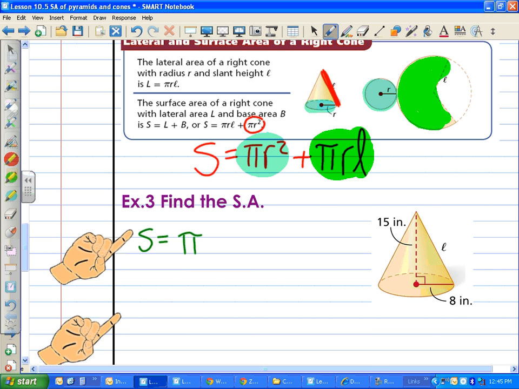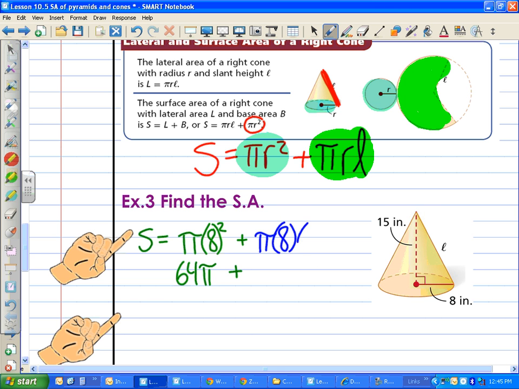Base. So we have pi r squared. R is 8 squared. I should put in parentheses. I'm not. There you go. So that's going to be 64 pi. That's my base. Done. That one's done. Now let's figure out what the lateral area is. Pi, r is 8. Well, that's easy.